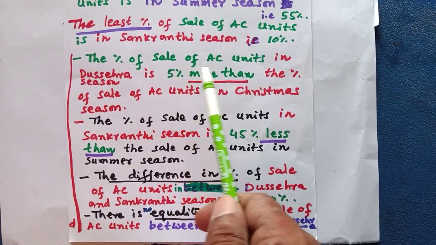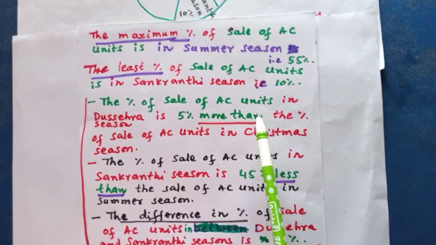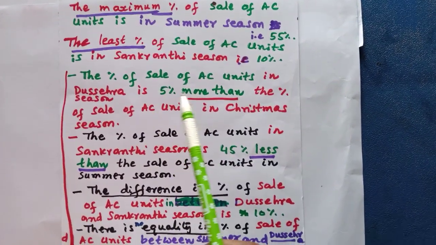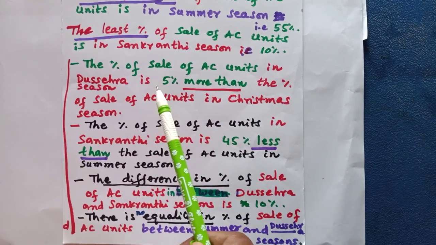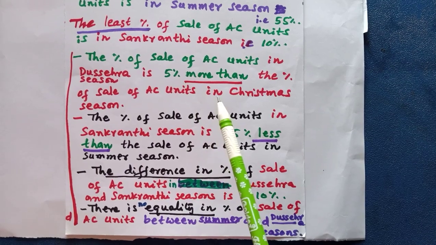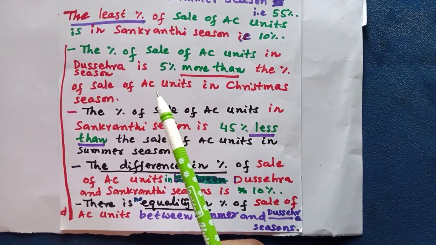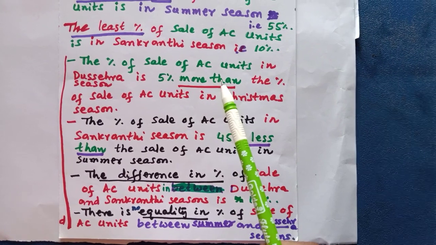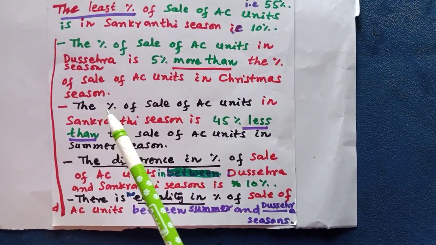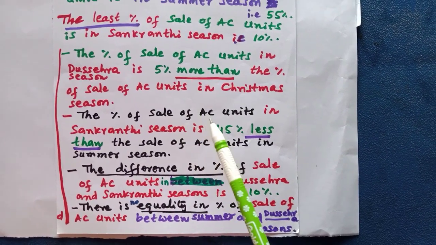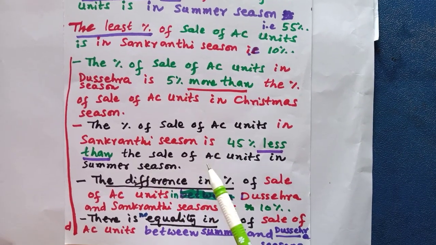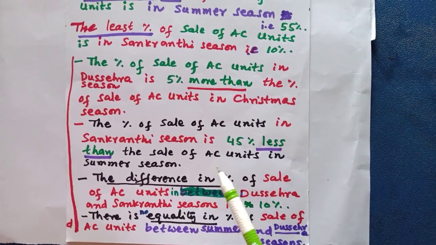The percentage of sale of AC units, that is the heading of this diagram, in Dasara season is 5% more than the percentage of sale of AC units in Christmas season. So this is the more than sentence. And we get the less than sentence like this, again the same structure. The percentage of sale of AC units in Sankranti season is 45% less than the sale of AC units in the summer season.